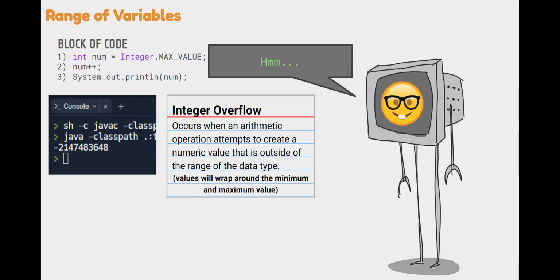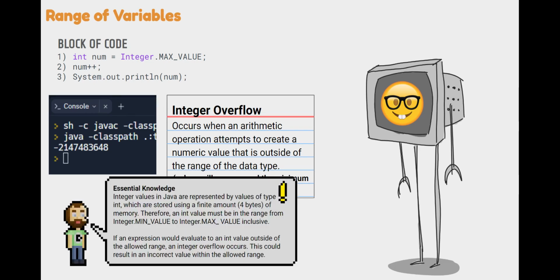This is known as integer overflow, when an arithmetic operation attempts to create a numeric value that is outside the range of the data type. So if we're at the top and we try to add any sort of amount, 1, 2, 3, it'll wrap back down to the bottom. If we're at the bottom and we try to subtract any amount, it will wrap back up to the top.